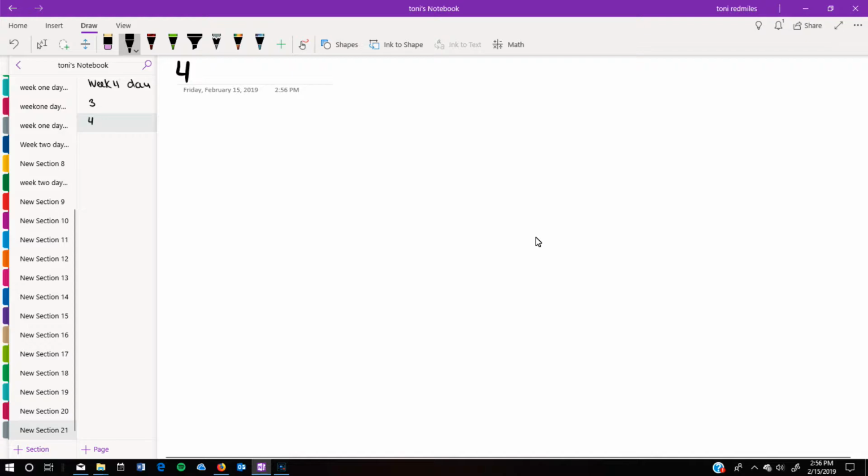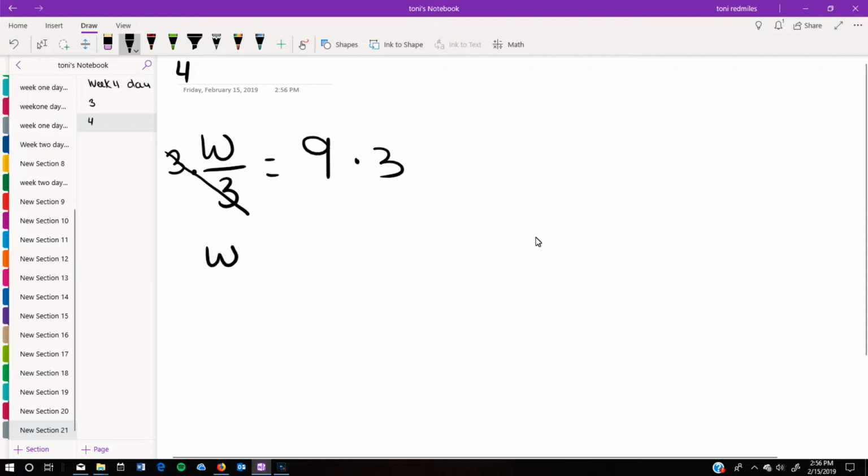All right, so number 4. So the 3 is dividing the w. The opposite operation would be to multiply. That's going to cancel this side out, leaving me just with w. 9 times 3 is 27.